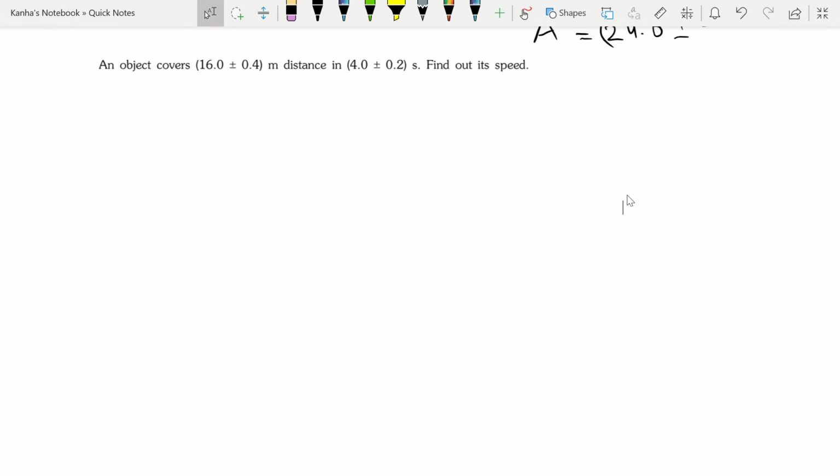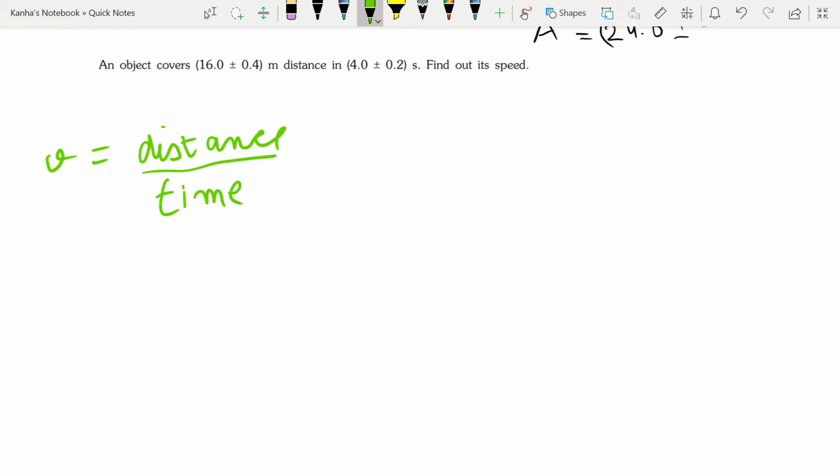Here is another question. An object covers 16.0 plus minus 0.4 meter distance in 4.0 plus minus 0.2 seconds. You're supposed to find out the speed. Now, speed is equal to distance by time. If you just substitute the values, what do you get? 16 divided by 4 is equal to 4 meter per second. Alright, this is the speed.